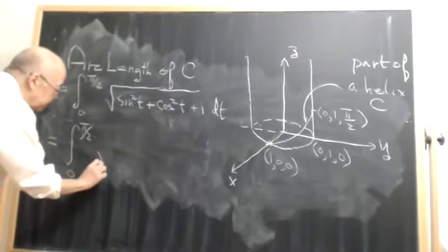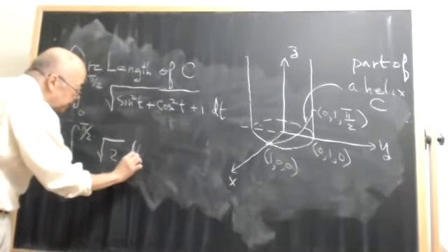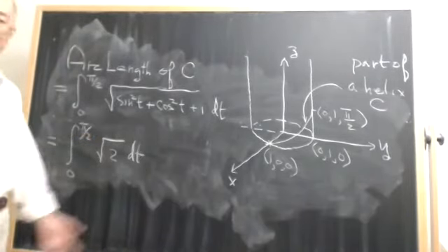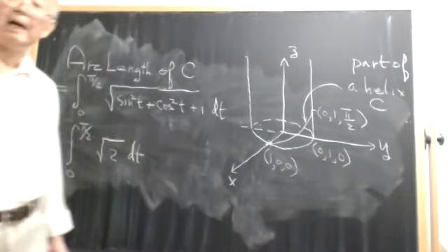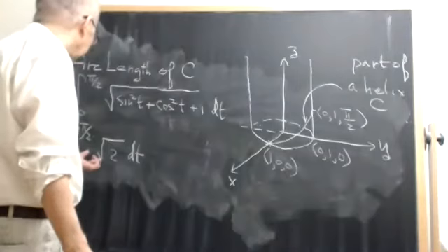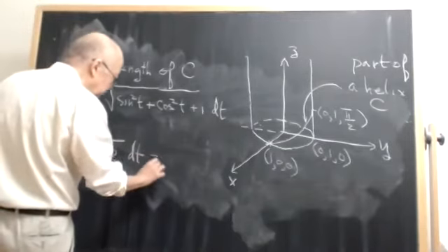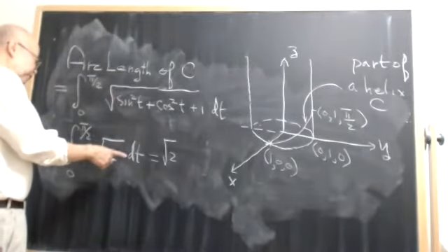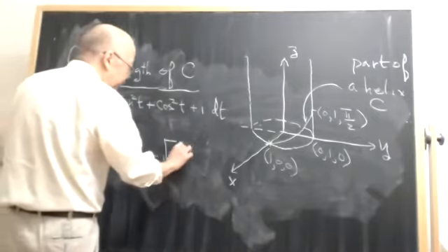Of the square root of 2 dt. Right? Because 1 plus 1 is equal to 2. And this is a very easy integral to compute. If you compute it, you pull out this square root of 2, and then you integrate 1 with respect to t from 0 to pi by 2. So you get pi by 2.